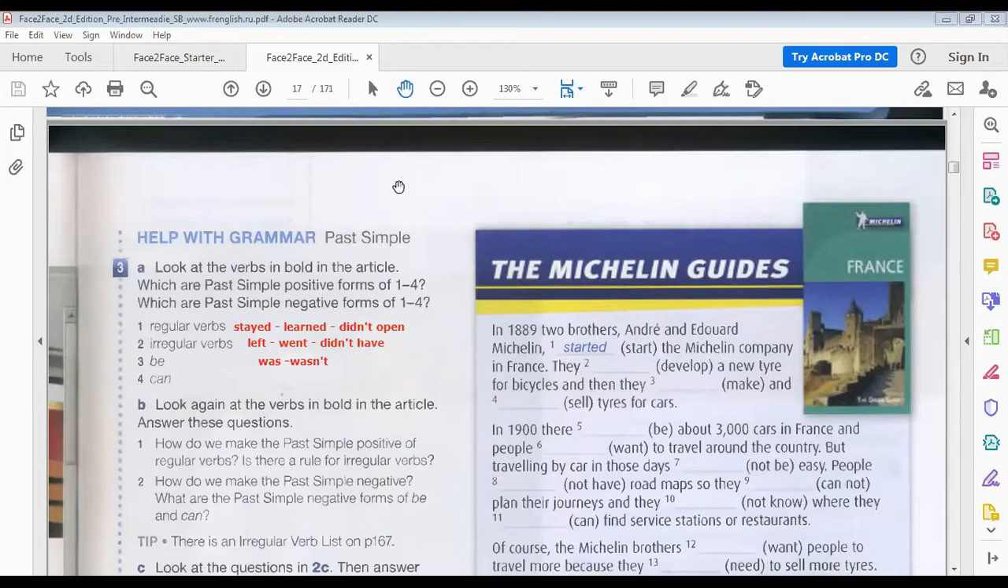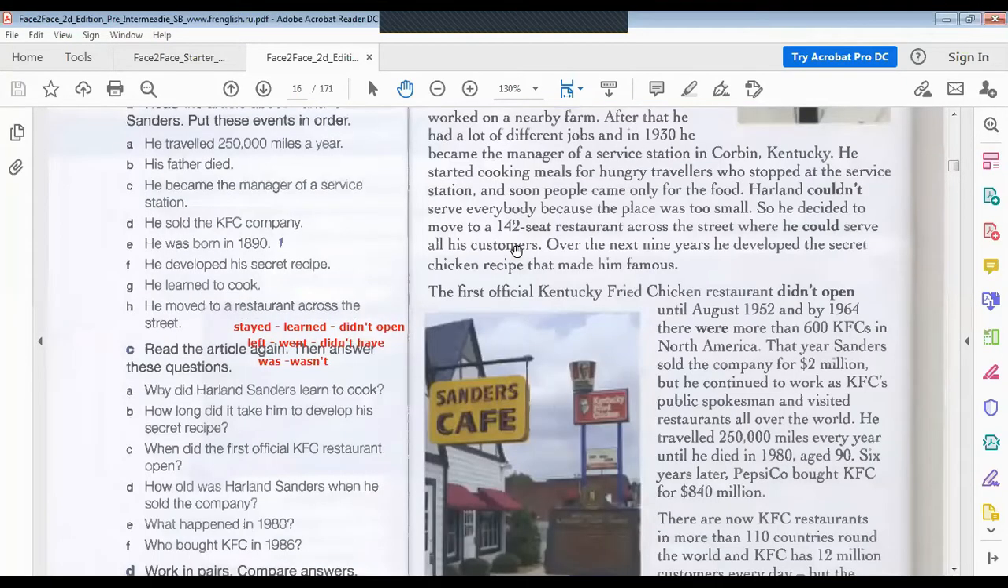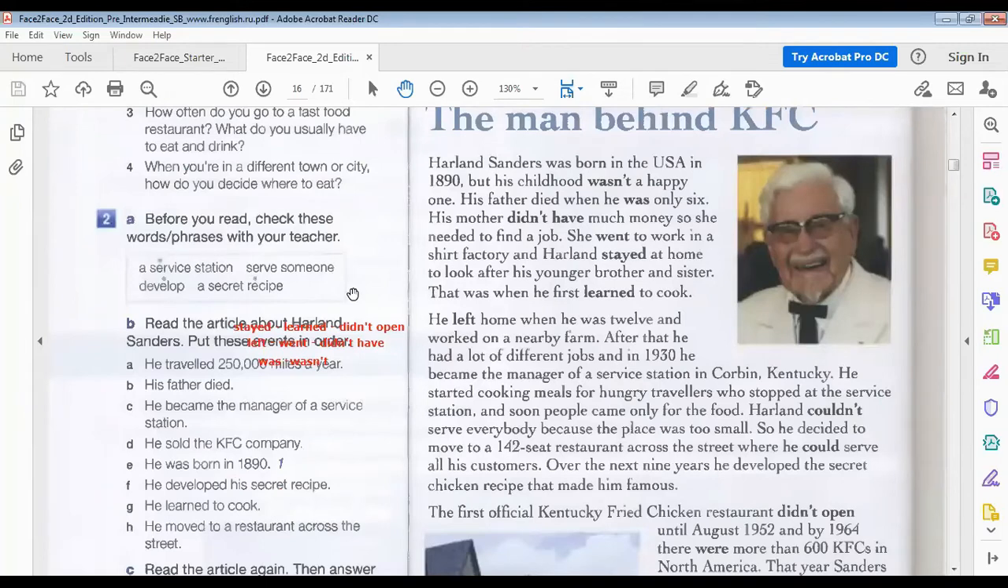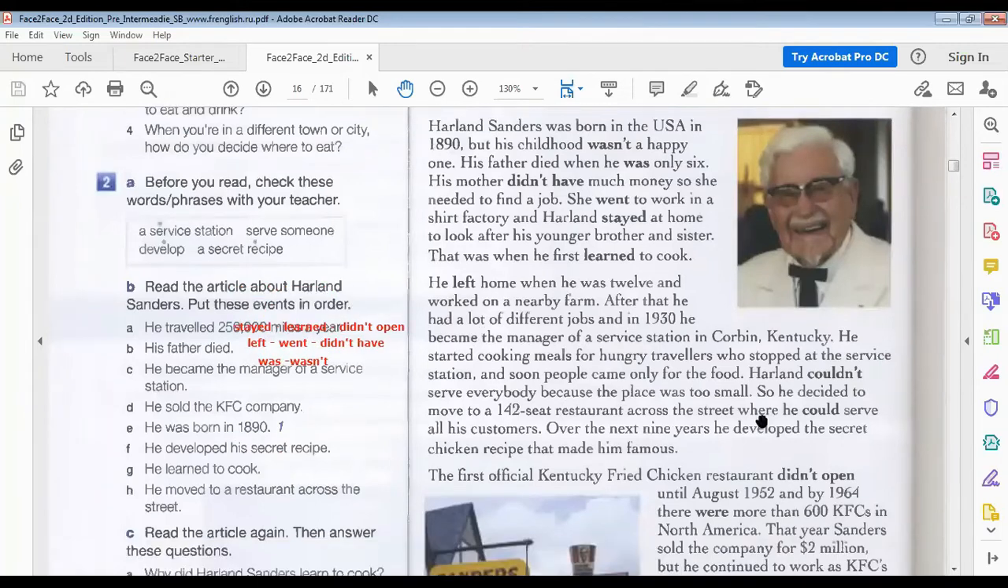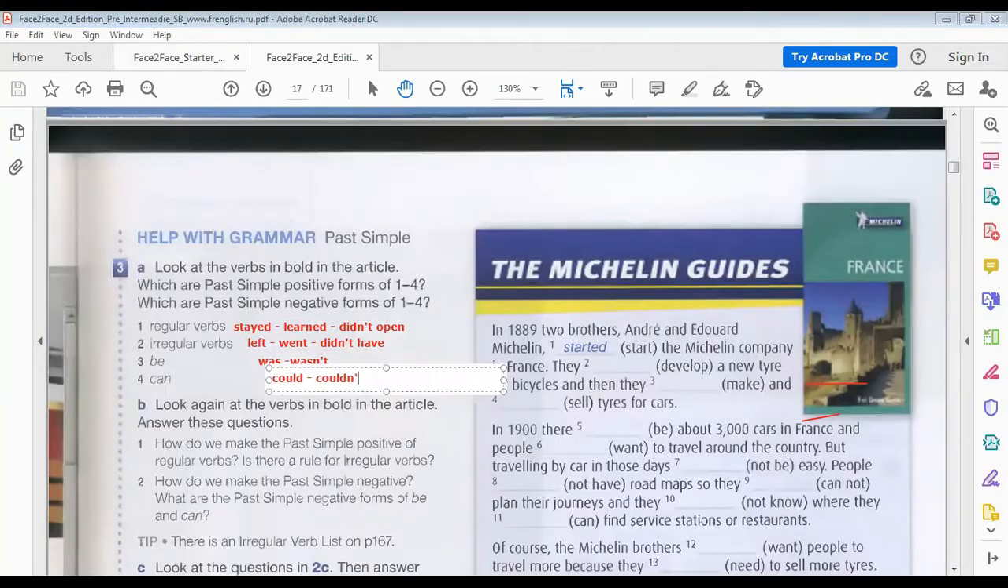Now let's look for the past of can. Where's the past of can? Could and couldn't. We have couldn't. Do we have could? Yes. Where's could? After couldn't. Correct. He could, second paragraph. He could serve and Harland couldn't serve, right? So we have could and couldn't. Let's write it here.